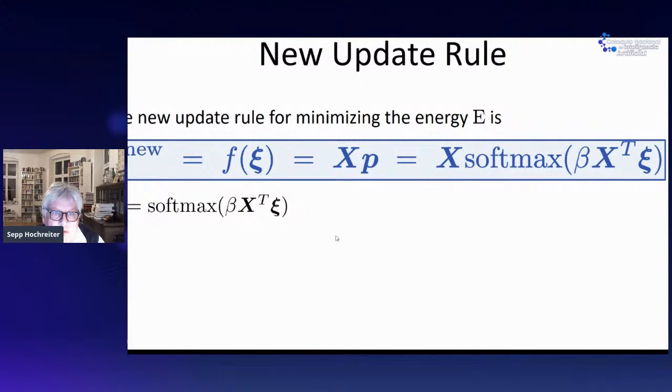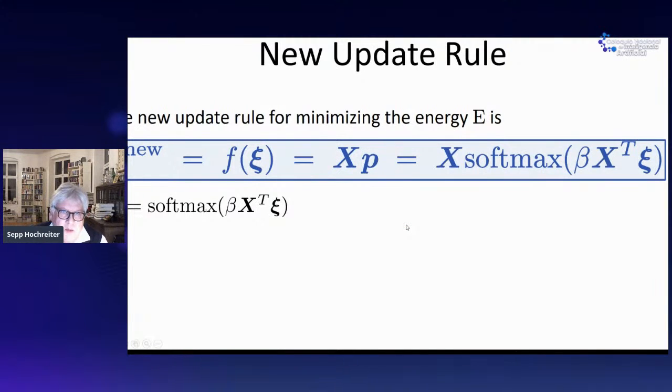The energy function also comes with a new update rule. And the update rule looks like that. The new xi, the new pattern, is X, the data matrix, times p, and p is the softmax of all these dot products between xi and the stored patterns. This term is always the vector of dot products between the state pattern and the stored patterns. That's our new update rule.